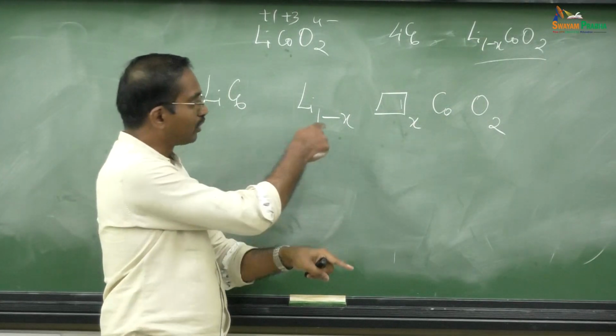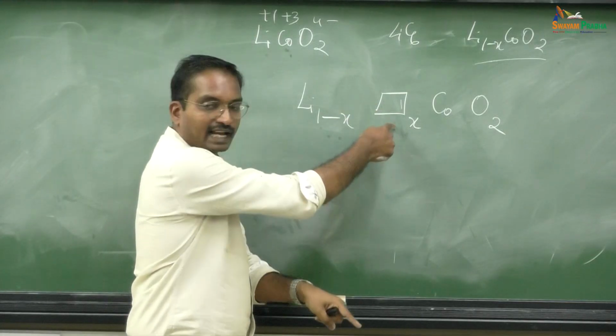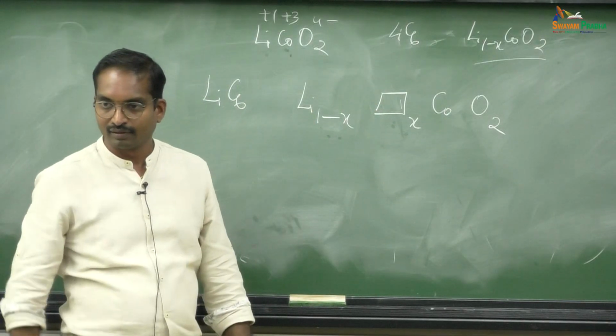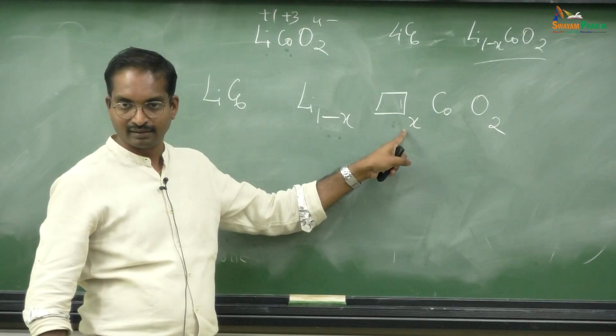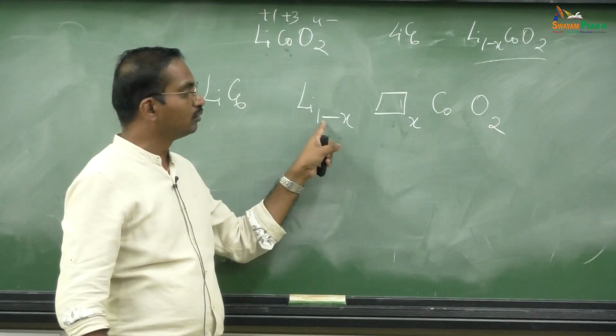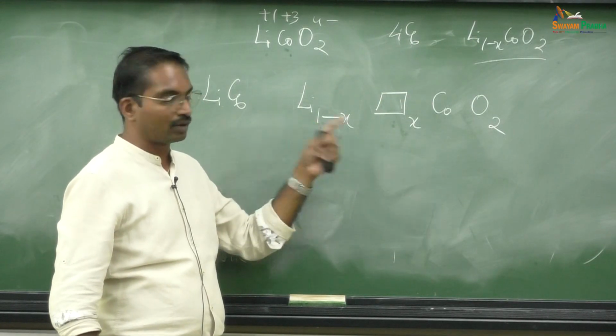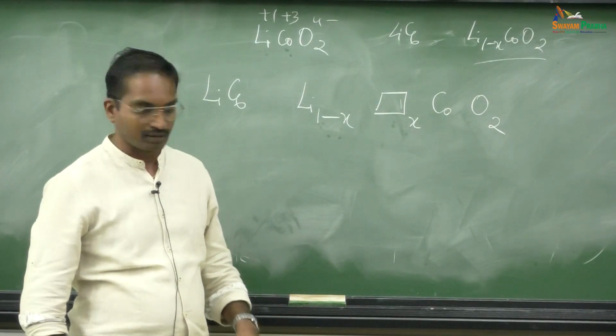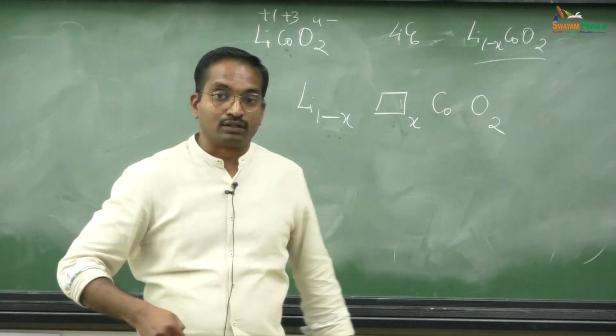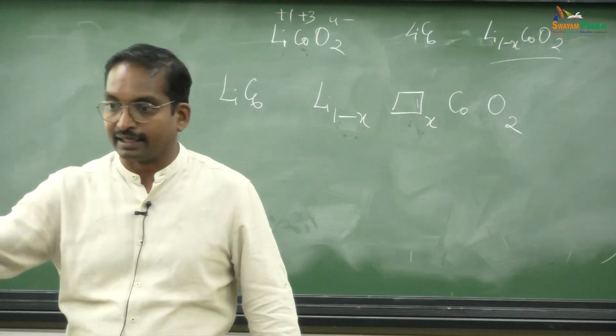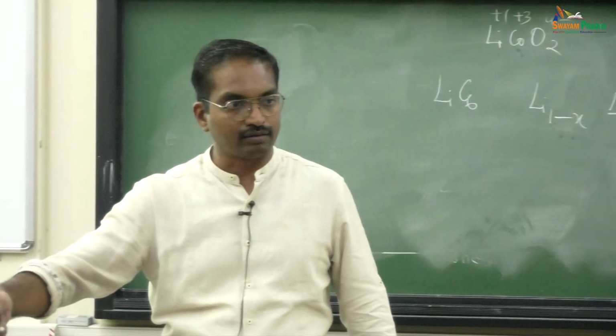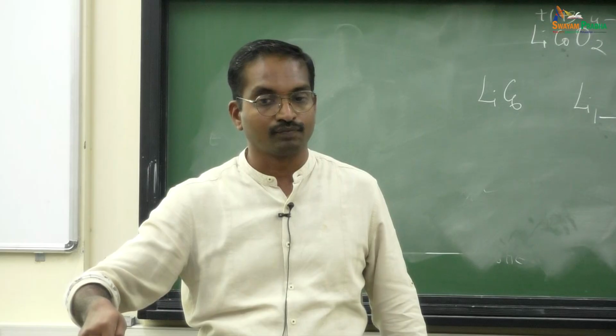I have written Li 1 minus x. That means I produced x amount of defects. This x is a fraction, less than 1. So if I remove x amount of lithium out, x amount of vacancy is created. If you take lithium out, the net negative charge of your lattice will increase. Correct? Then what should you do?